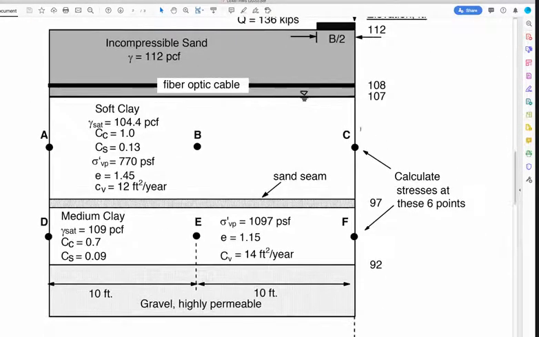And something to note here, I mentioned that these are talking to each other. The settlement at this location, right at the center of the edge of the foundation, I think that's an accurate description of where that point is, will be a summation of the settlement of the top layer of soft clay and the settlement of the medium layer below that. Because you could picture this medium layer down here undergoing some settlement.